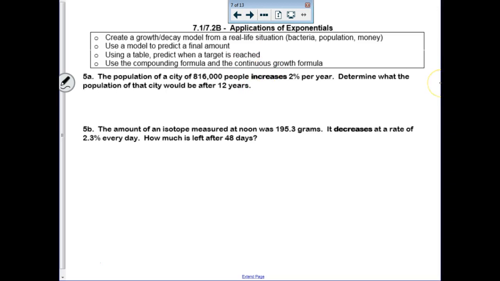All right, so here's some new stuff as well. We have some application questions. Sometimes we're on the home screen of the calculator, and sometimes we're in y equals, so we've got to be careful. You do get formulas on this question.